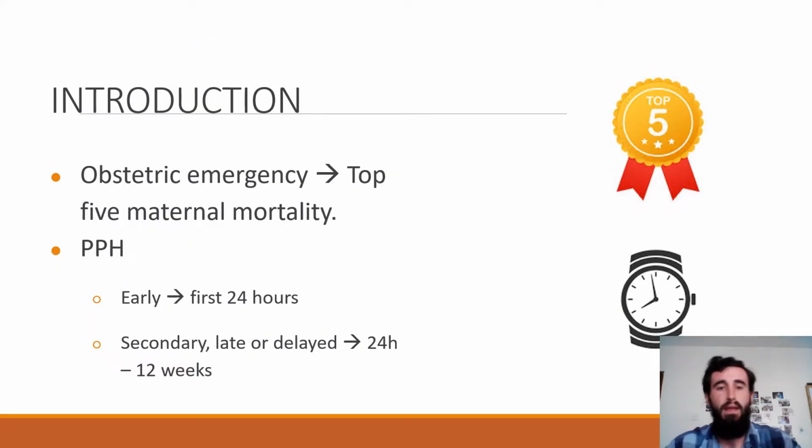So, why did we decide to talk about postpartum hemorrhage in this seminar? Because it is an obstetric emergency. It's one of the top 5 causes of maternal mortality, as we have seen in the title of this class. There are two kinds of PPH: the early, that is in the first 24 hours after the delivery, and the secondary, late or delayed PPH, that is between the first days and 12 weeks. We are going to talk about just the early PPH in this class.